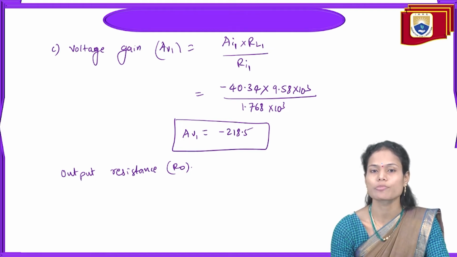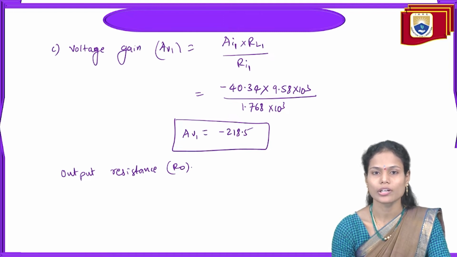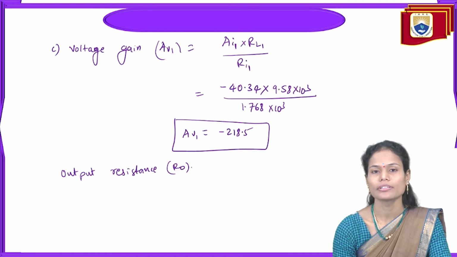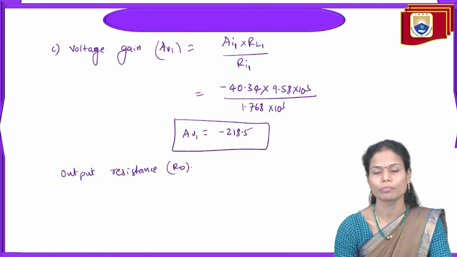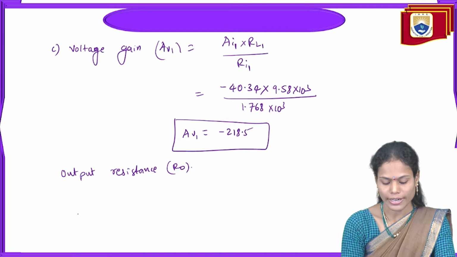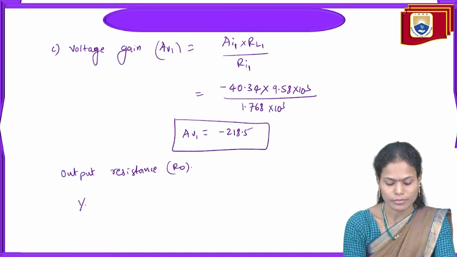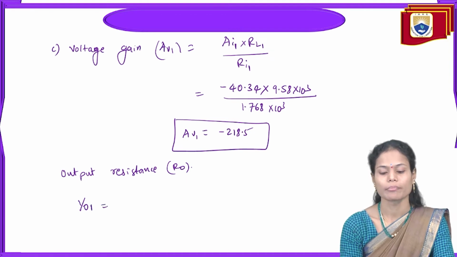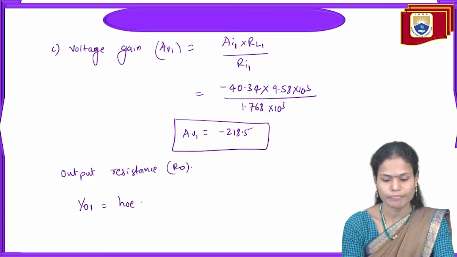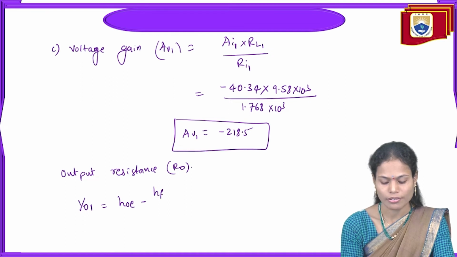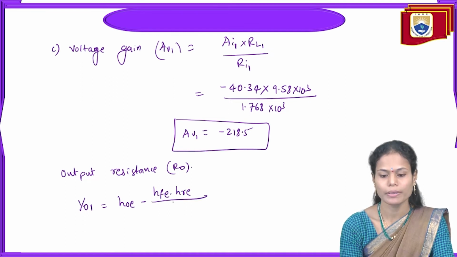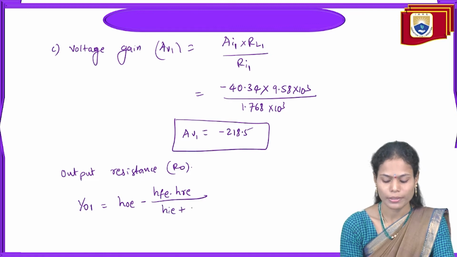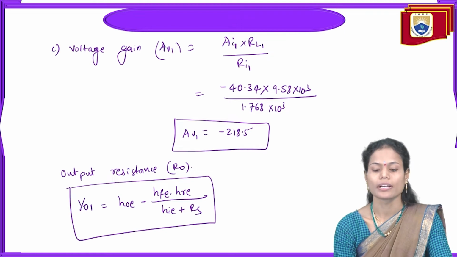Why? Because in the H parameters we have the admittance. So first of all we need to calculate the output admittance, then we take the inverse of that to get the output resistance. We can calculate the output admittance Y0 of the first stage as HOE minus HFE into HRE by input impedance plus source resistance. This is the formula for the output admittance.